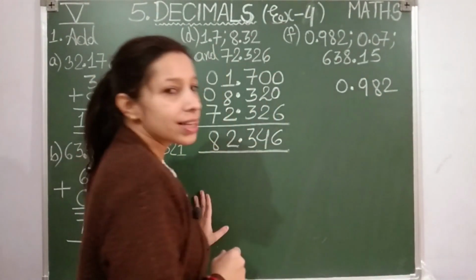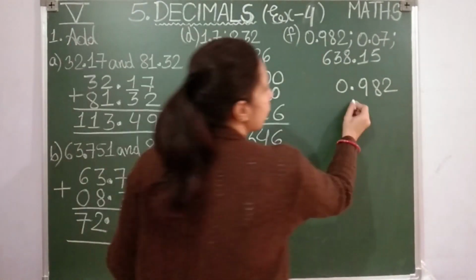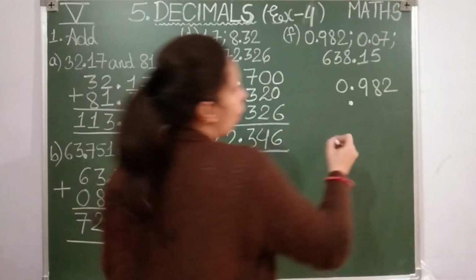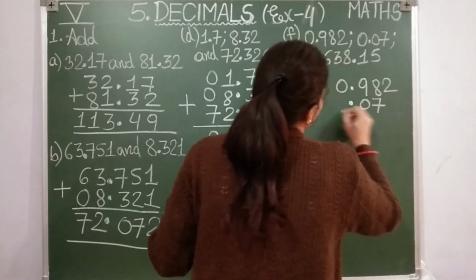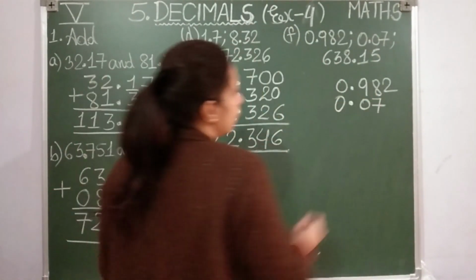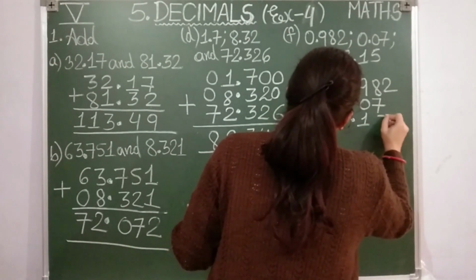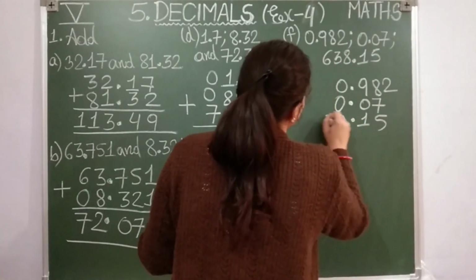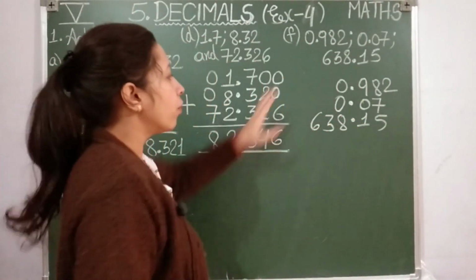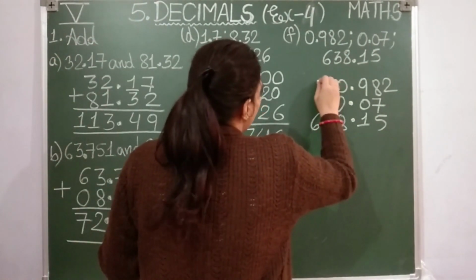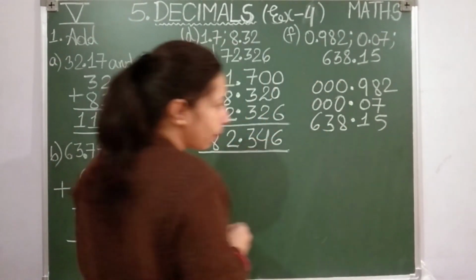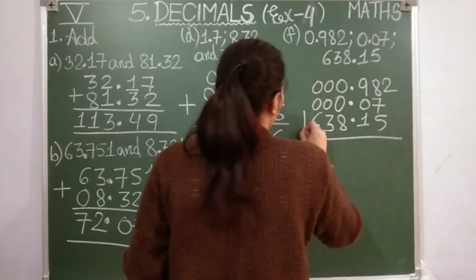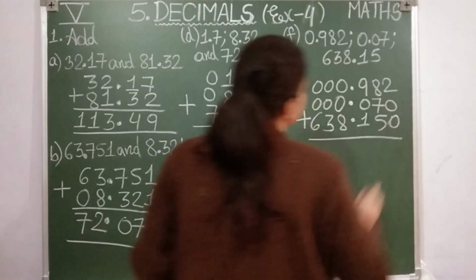0.982. Return the first number. Now before writing the second number, put point. Okay, now write the digits as given. Then 0.1586. Now for the whole numbers, I can simply put 0 in the blank place values, and here also for making them like decimals, put zeros.